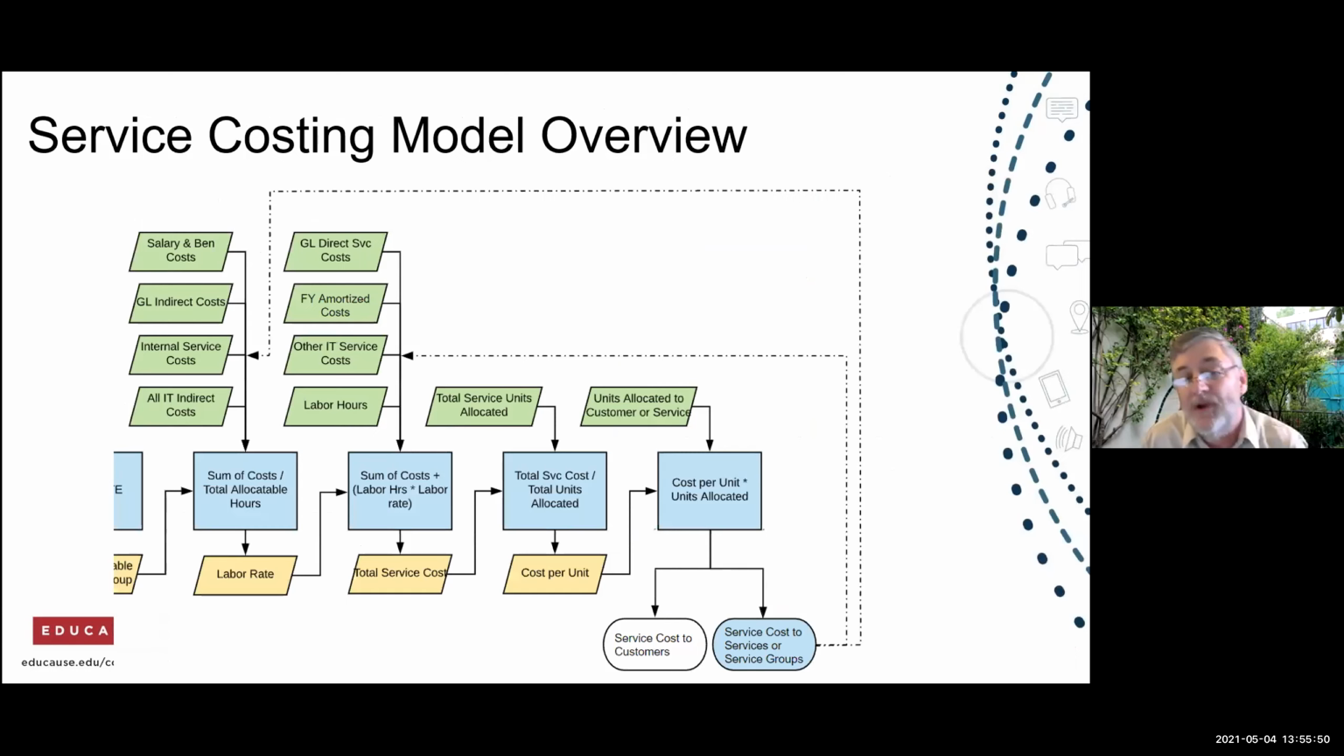This diagram expands on the previous to show on the right side how services are allocated to customers or to other IT teams to become part of their labor rate, or other services to become part of those services' total costs.